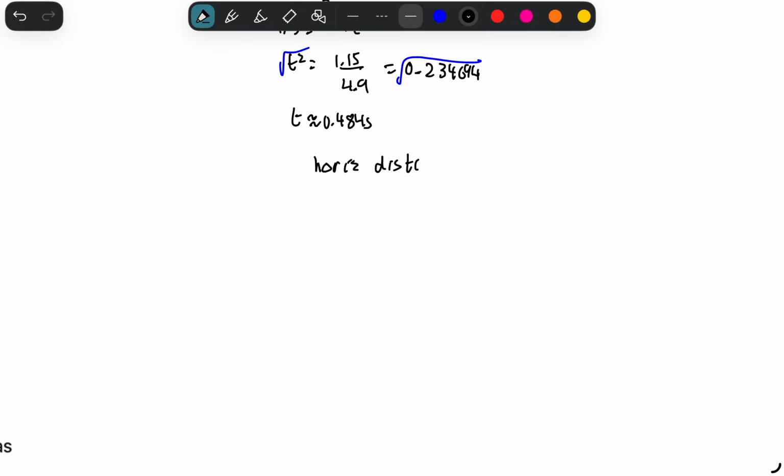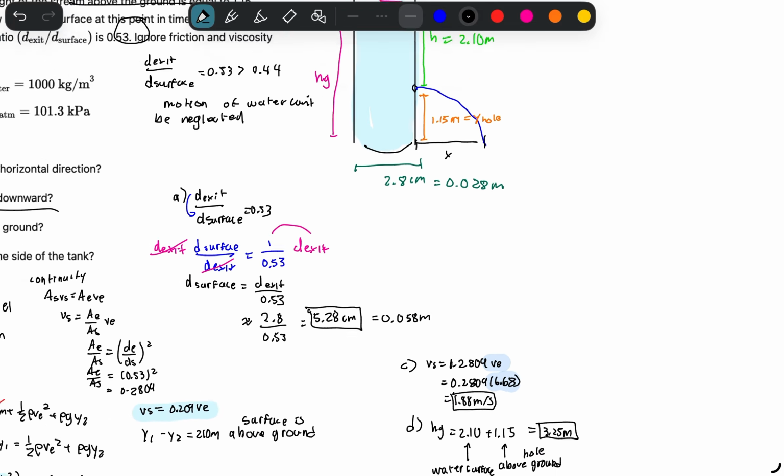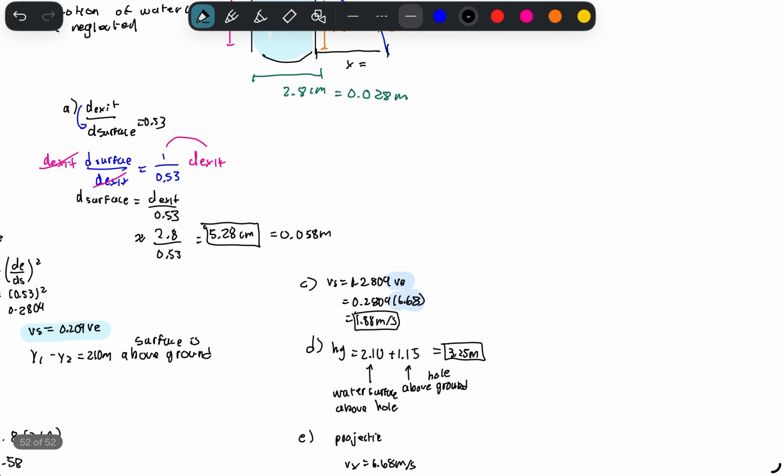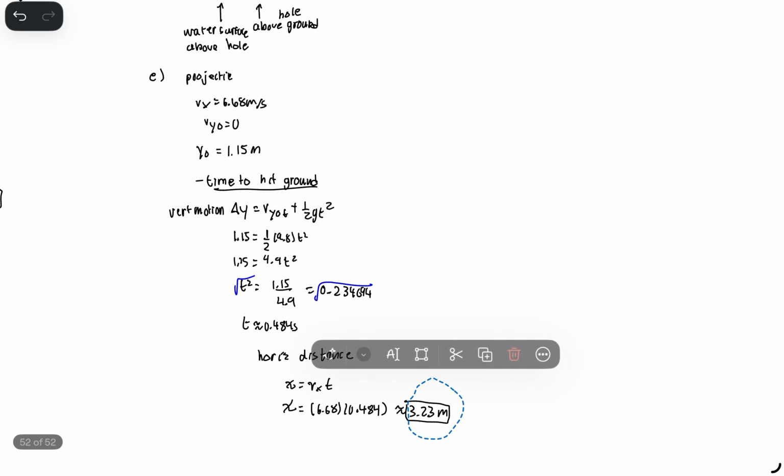Now, you need to find what the horizontal distance is. We use, again, our easy formula for our horizontal distance traveled by using our Vx, velocity in the x direction, because Vy is equal to 0, times the time. So that's 6.68 times 0.484, which is approximately 3.23 meters for our x. So this is where the stream lands from the side of the tank. So that distance, x, is equal to our 3.23.